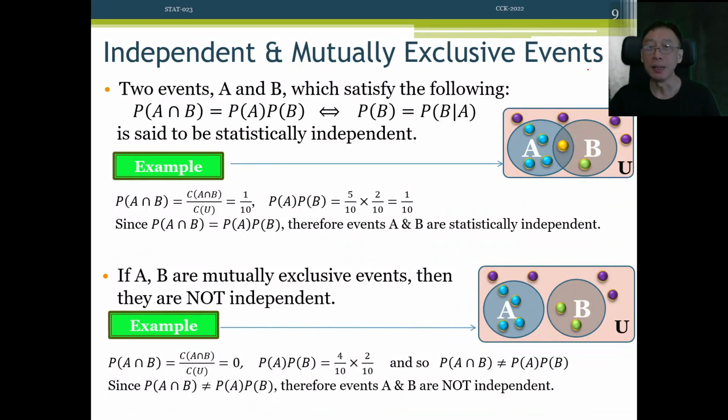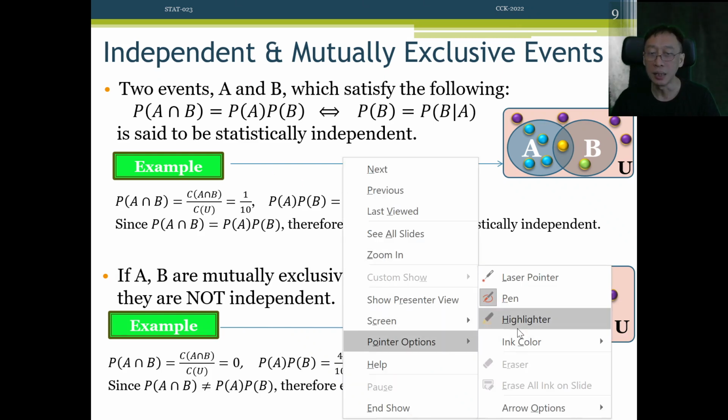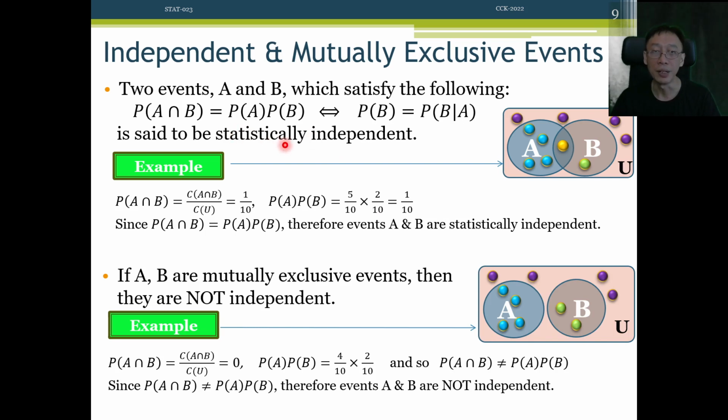So in this particular discussion, we want to talk about the idea of independence and mutual exclusivity of events. So let's just jump in right away. Two events, A and B, are known to be statistically independent if they satisfy this equation.